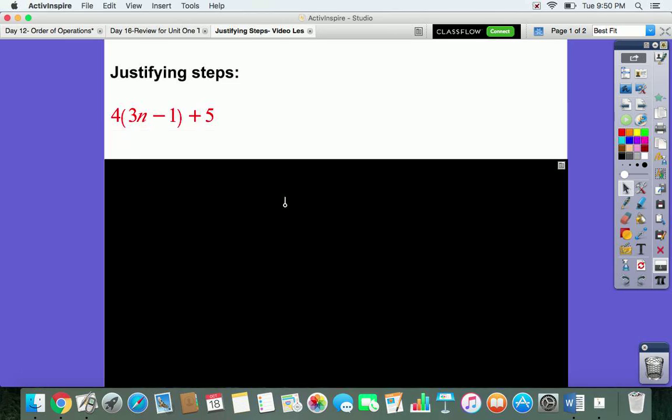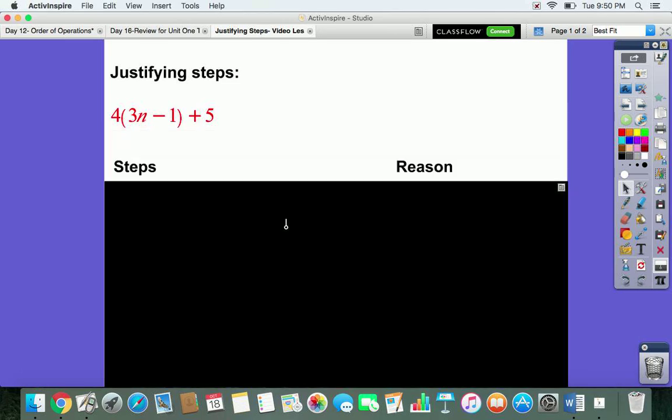So, when you're asked to justify steps, you'll see the problem set up like this. You'll see steps on the one side and reason on the other. Unless the directions say justify steps and sets the problem up like this with steps and reason, you do not have to do it. Justifying steps just backs up why we do the steps that we do.